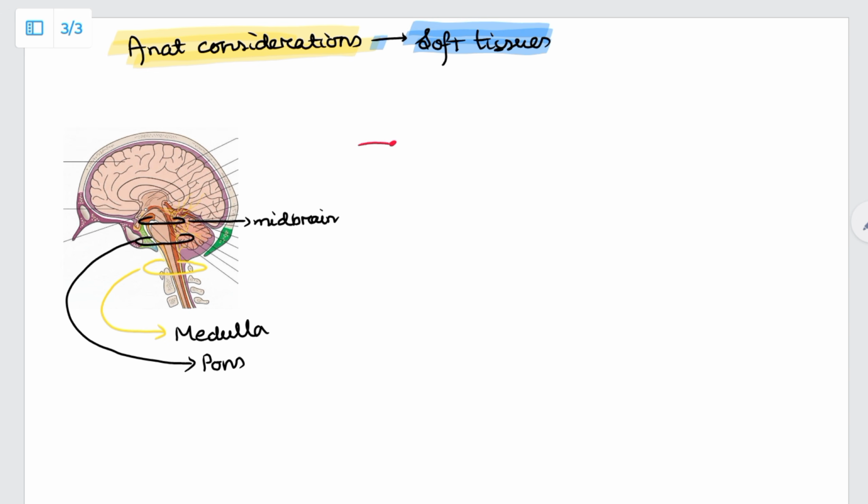Now, the second thing is the circle of Willis. Now, this is the internal carotid, the anterior cerebral arteries, the middle cerebral arteries. We all are acquainted with the anatomy of the circle of Willis. These are the posterior cerebral arteries, posterior communicating arteries.